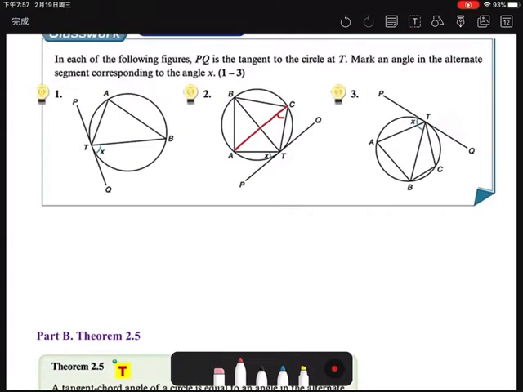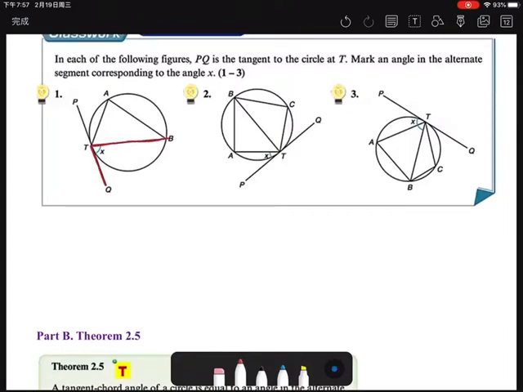Angle ACT is also the angle in alternate segment corresponding to x. And the last one: the alternate segment is this one, so angle TCB is the angle in alternate segment. Here it is not a good way for us to identify the angle in alternate segment, so I introduce a way for you to identify it.